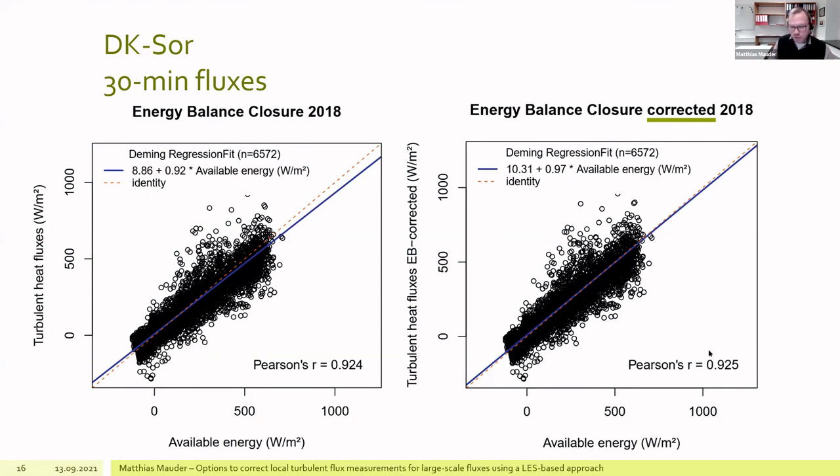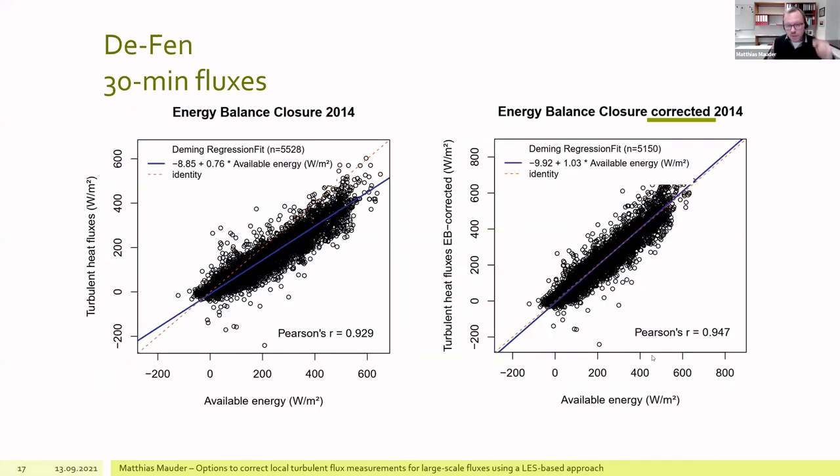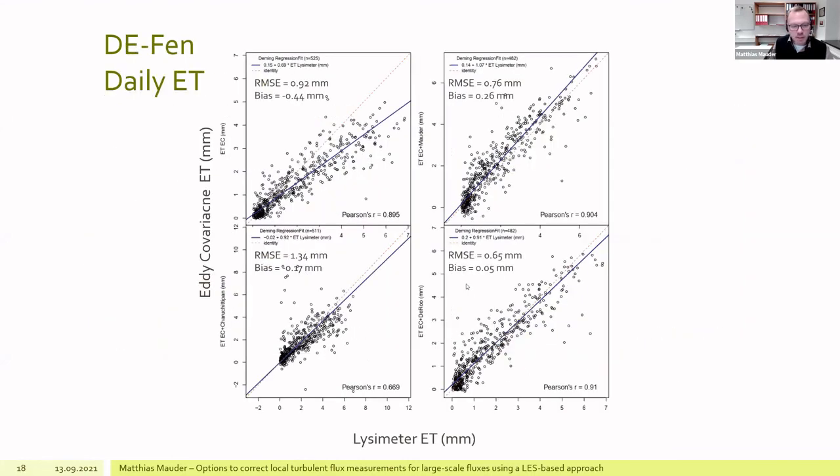That's also important. We did the same for the grassland sites. The energy balance closure for those sites was much poorer to begin with. Here on the left-hand side, for one year, 2014, with a slope of 0.76. And after applying the correction, it's close to unity, and the Pearson's R is also improving. So not only the systematic, but even the random error could be improved by applying this correction to the grassland site.